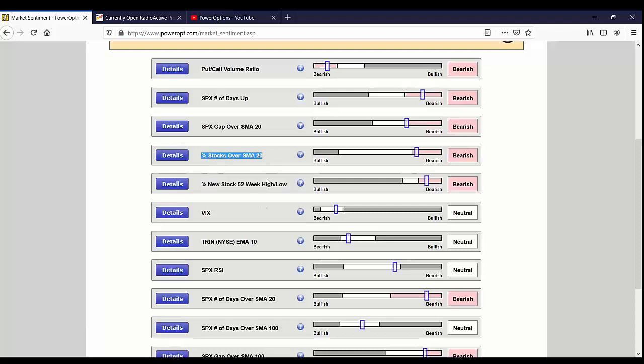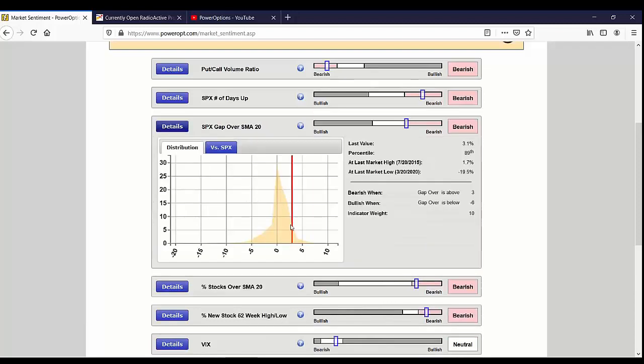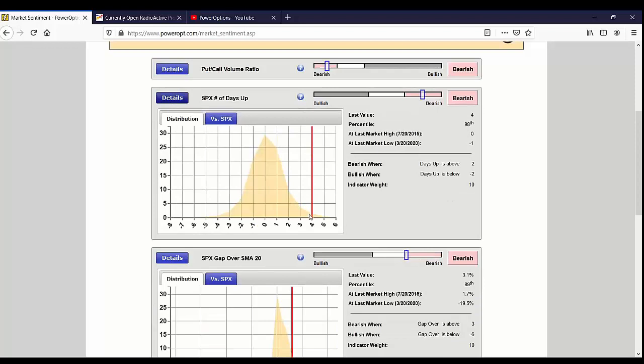The percentage of stocks that are over their 20-day moving average. The gap over the SMA 20 for SPX, when we see it get into this range, it very rarely continues up for a higher gap, so that usually means you see a little retracement here. And all the histograms are very similar. Look at where we are. The number of days the SPX is up. Historically, over many years, we typically don't see it go into these higher ranges. There's usually a drawback in this case. That's what we expect to see.